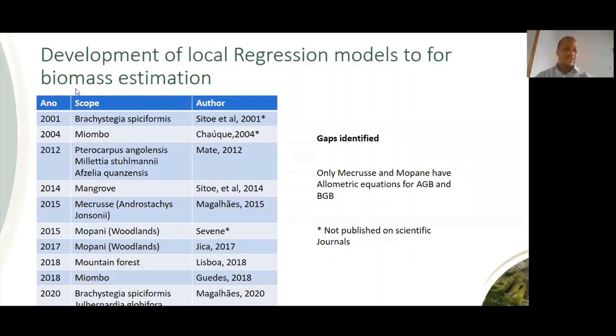The idea here is to try, as much as possible, to reduce uncertainties in the estimation of biomass and help researchers and practitioners have accurate estimation of biomass in miombo forest and other types of forest. As you can also see, most of the development happens to be in the miombo forest, but we also have work in mopane and also in mecrusse forests. And we still have a lot of work to do to improve our estimation, as our forest has a lot of variability in terms of composition and structure.